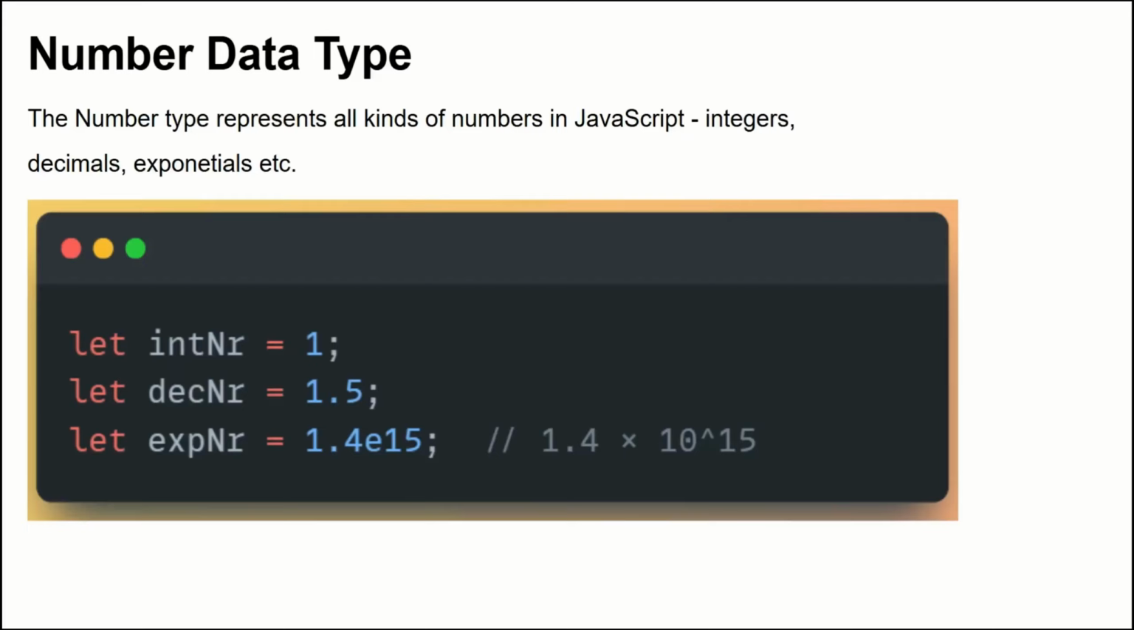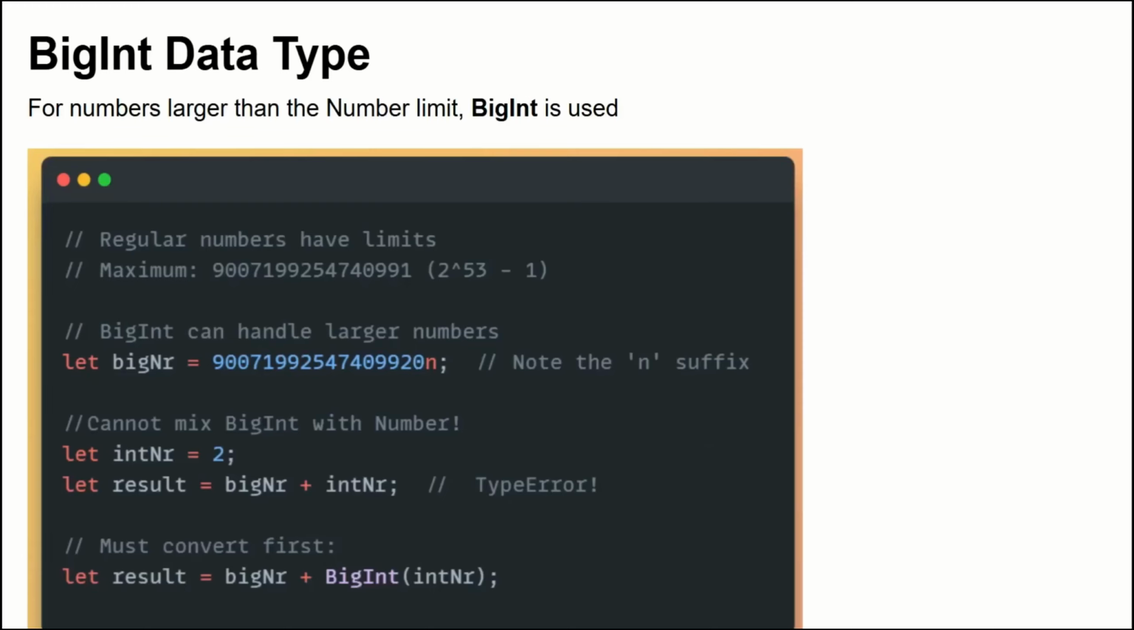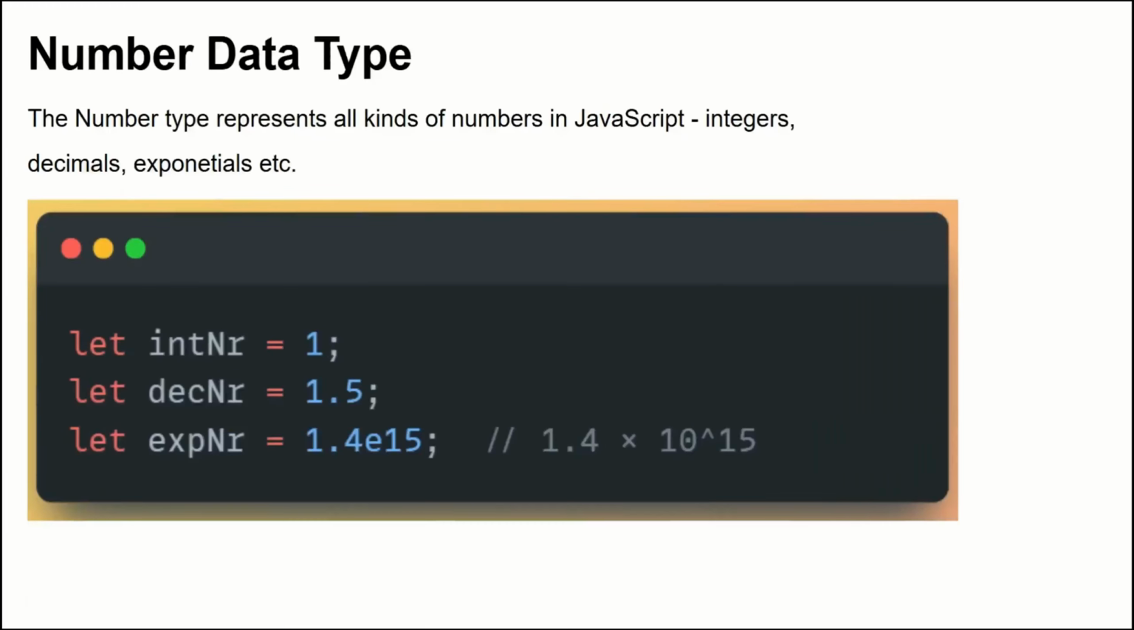The number data type is used to store all kinds of numbers in JavaScript. So this could be integers, decimals, and exponential. So over here we have these different values which are under the number data type. So we have 1, 1.5, and 1.4 e15. So these are all classified as number data type.